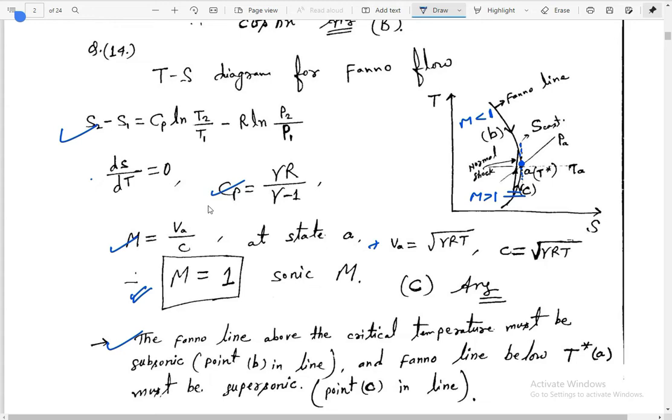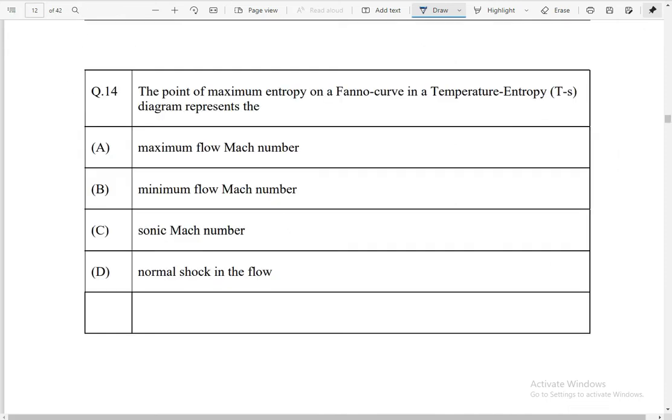Because at the critical line, at state A, VA and CA are equal to the same formula, square root of gamma RT, and according to this formula, when we put square root of gamma RT here, it equals 1, that is M equal to 1. So for question number 14, we will get the sonic Mach number at the point of maximum entropy.